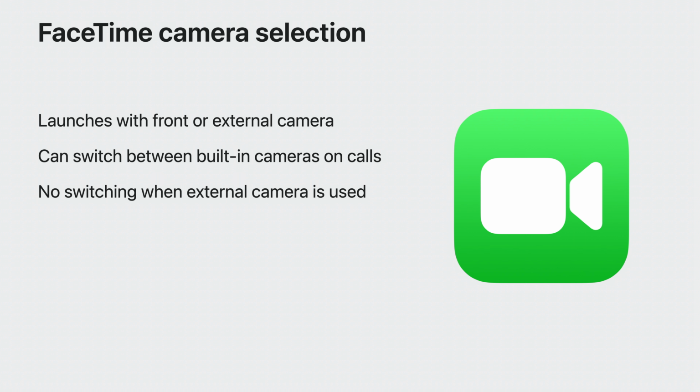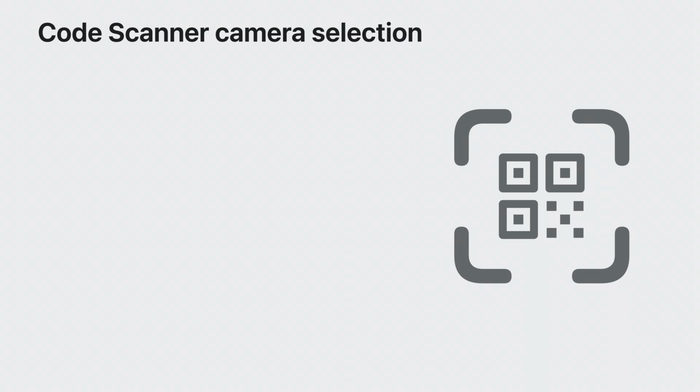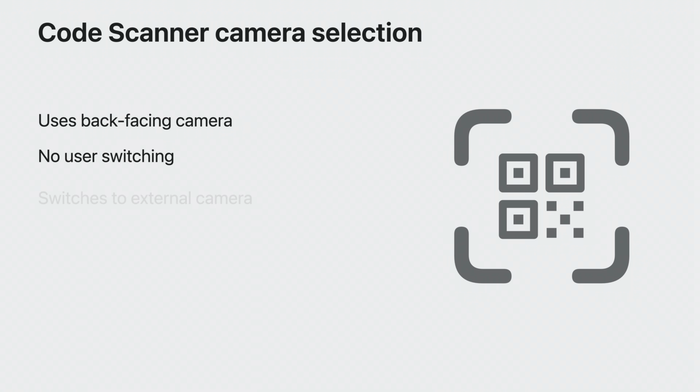It also makes its own decisions for when it is appropriate to use the Automatic Camera Selection API. For example, while you can use the back camera in a FaceTime video call, it always uses the front or external camera on the main screen that shows a list of calls. Code Scanner, available from Control Center, has different behavior. It uses the back-facing camera when it launches, and it doesn't allow the user to change cameras. But it does listen to the system-preferred camera property, and switches when notified.